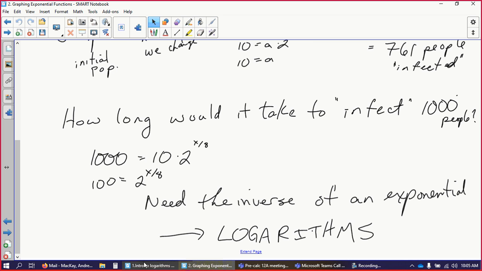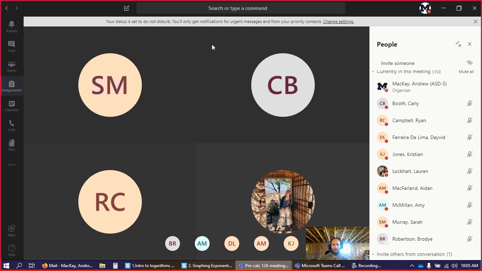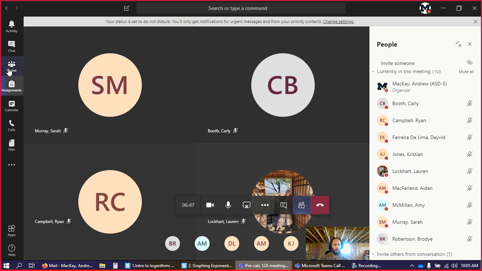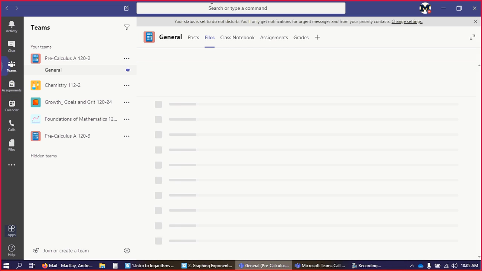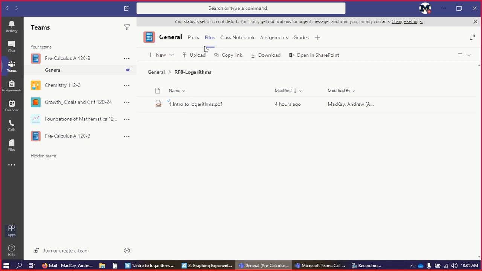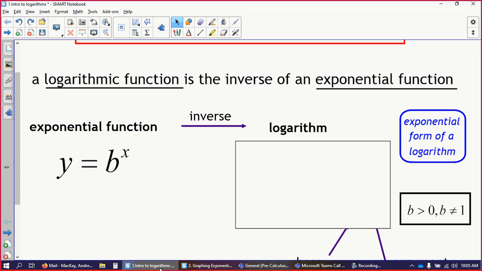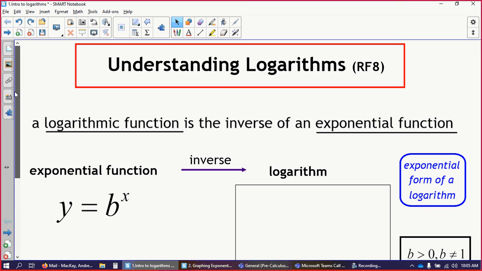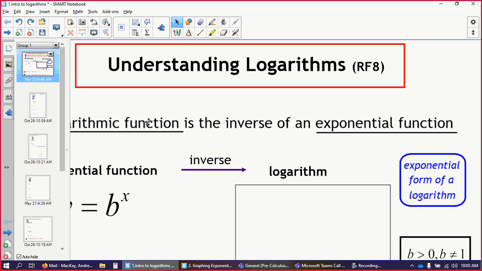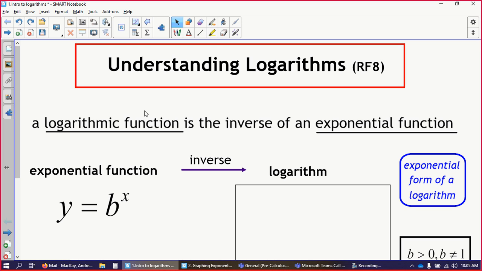It's actually a relatively new bit of math. It's in themes. I put it up early this morning in RF8. It's about introducing logarithms, and we're going to do a bunch of different things with them. So this is where this file is. I don't know how many pages it is. We'll see how much we get done today.